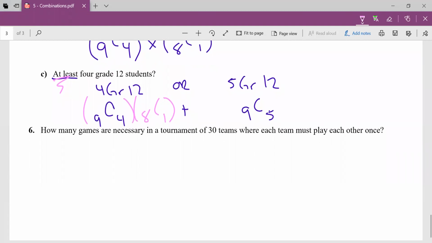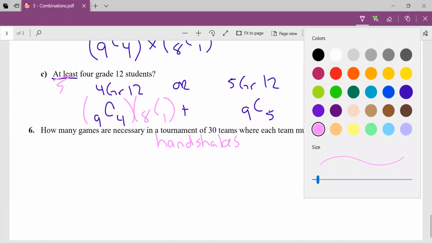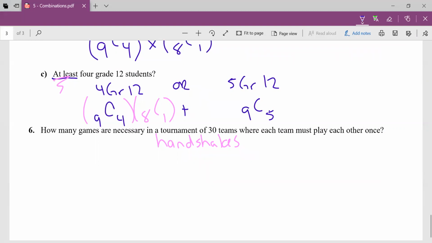All right, the final question. How many games are necessary in a tournament of 30 teams where each team must play each other once? Okay, in a tournament, everyone's gonna play each other once. This is the same, my friends, as saying how many handshakes could there be? Because the order that we play games and the order that we shake hands, if we ever shake hands again when COVID's done, order doesn't matter.